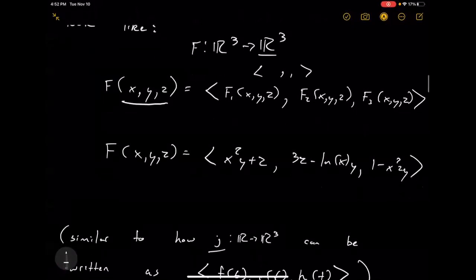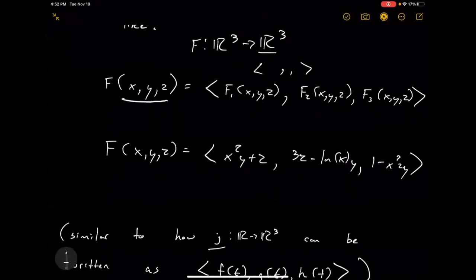Okay. So this would be an example of what we mean, right? We have three-dimensional input, and we have a three-dimensional output, and then each of these components is maybe a different function of our inputs.